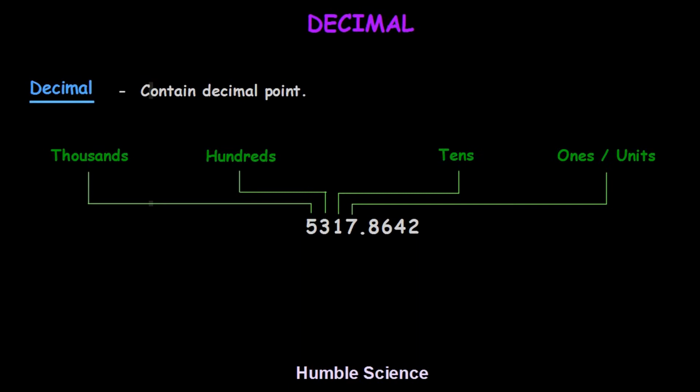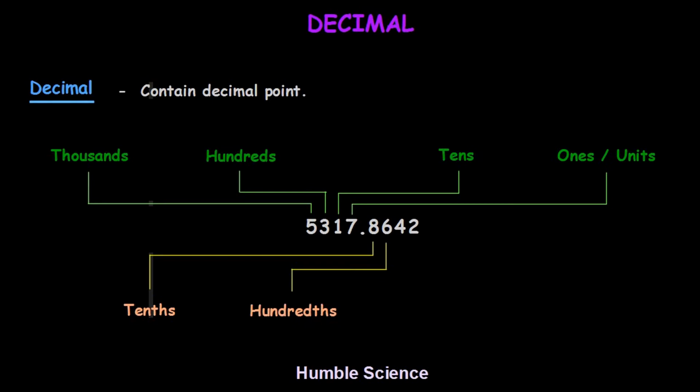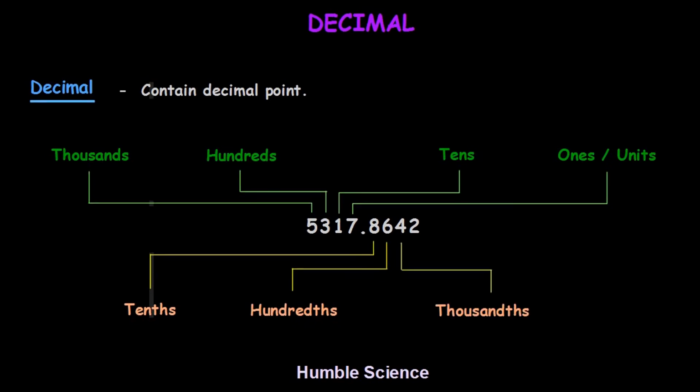Now let's take a look at the decimal part. The number 8 is in the tens position or tens digit. The number 6 is in hundreds position or hundreds digit. The number 4 is in thousands position or thousands digit. And the number 2 is in 10,000s position or 10,000s digit.